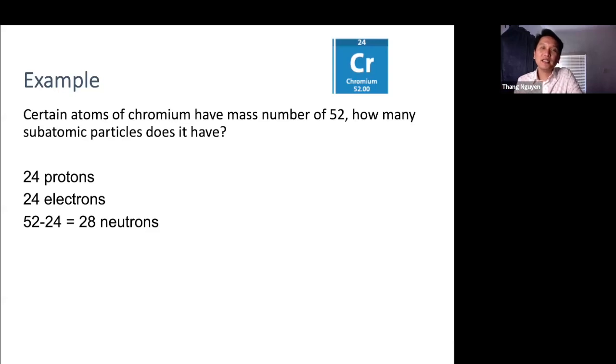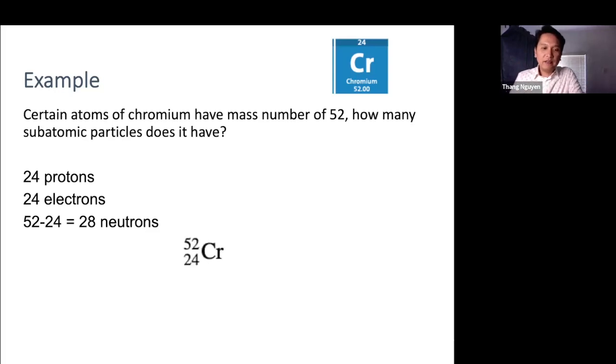Basically all elements will have at least two isotopes. It's just a matter of the percentage of existence of the different isotopes. Sometimes it's like a 50-50. Sometimes it could be like 99% and 1% of one isotope versus another isotope.